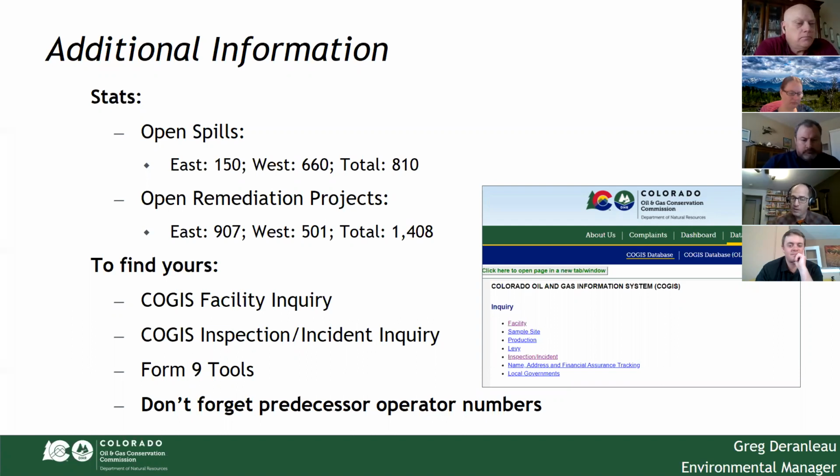I also put a note here, don't forget predecessor operator numbers. If you acquired an asset and there was an open spill or open remediation, our expectation is that you will be completing the work to clean those up and achieve closure on those. So don't forget to search by predecessor operator numbers for those open spills that were part of the asset transfer, but maybe didn't get transferred by name during the transfer.